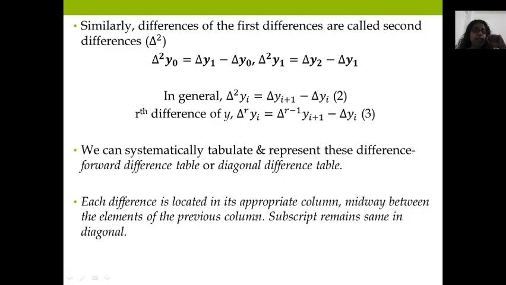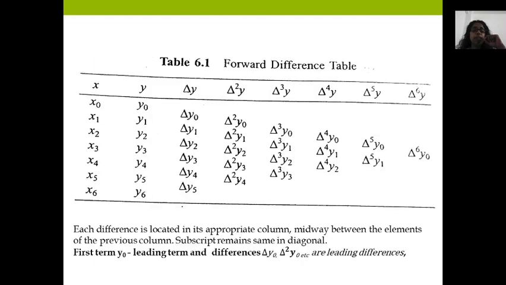Subscript remains the same in the diagonal. Let's see the table. Then it will be very easy. What is the name of the table? Forward difference table or diagonal difference table. Let's see how it looks.